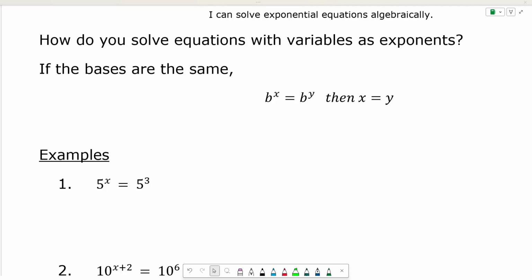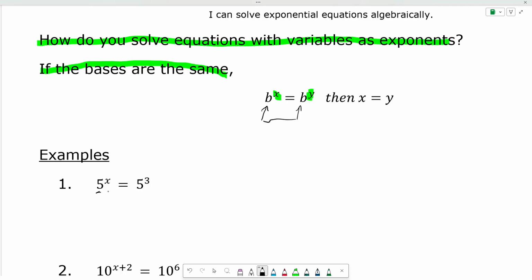Our goal today is going to be looking at how I can solve exponential equations algebraically. So how do you solve equations with variables as exponents? All the ones we're going to be looking at today depend on the base. If the bases are the same, then the exponents at the top have to be equal to each other. Just remember, when we're looking at these things, it's always going to be about the base, because it's always all about the base.